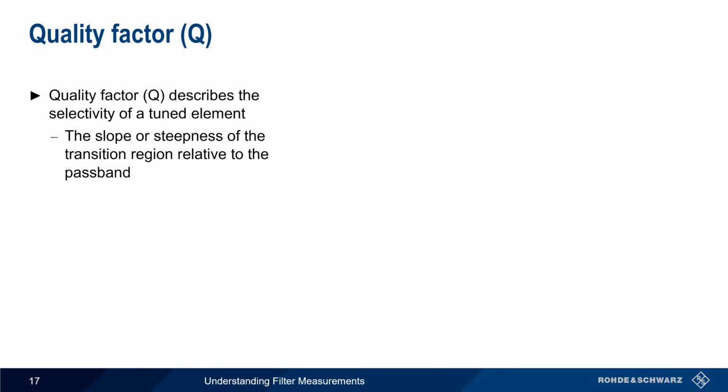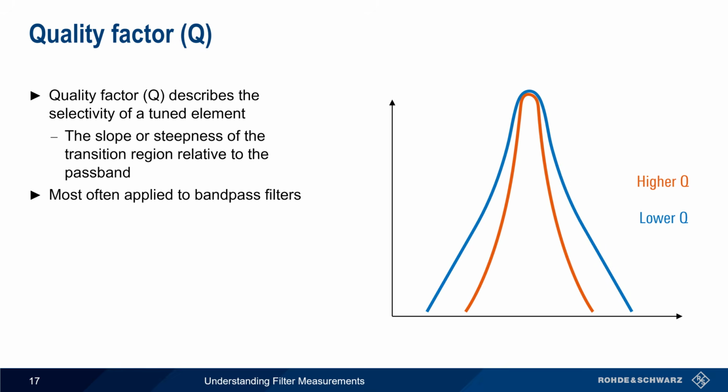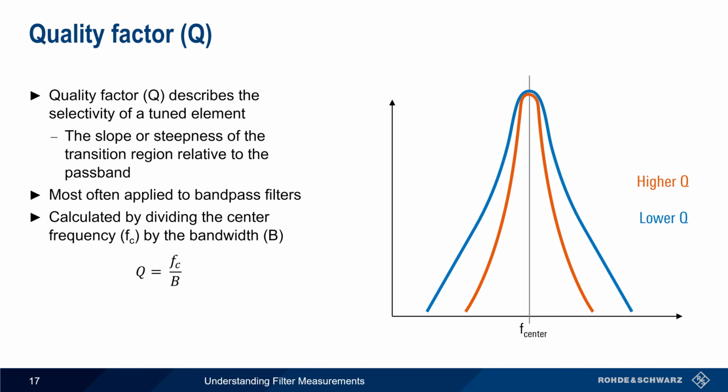Another common filter measurement is quality factor, or Q, which is generically used to describe the selectivity of a tuned element. Another way of saying this is that Q describes the slope or steepness of the transition band relative to the passband. This most often is used to describe bandpass filters. A filter with a high Q will have steeper slopes in the transition region compared to a filter with lower Q. Q is quantified by dividing the center frequency by the bandwidth of the filter. Recall from our previous discussion that the bandwidth of a filter is typically defined using the 3 dB points.